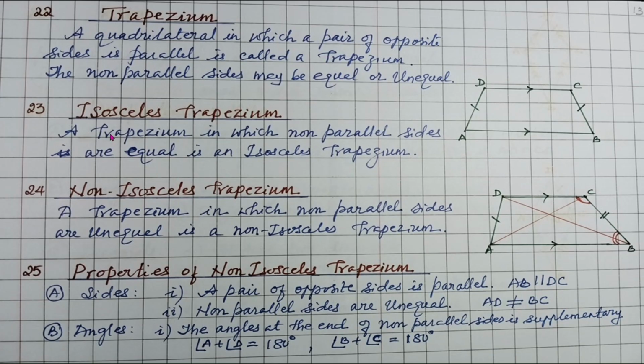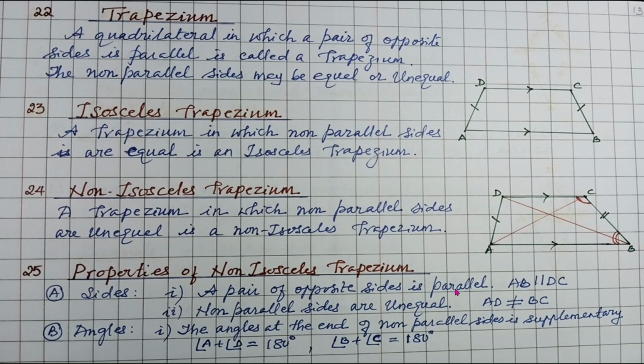An isosceles trapezium is one in which one pair of opposite sides is parallel and the non-parallel sides are equal, that is AD is equal to BC. In a non-isosceles trapezium, one pair of opposite sides is parallel and the non-parallel sides are unequal, that means AD is not equal to BC. Remember that. Now the properties of non-isosceles trapezium in terms of sides.